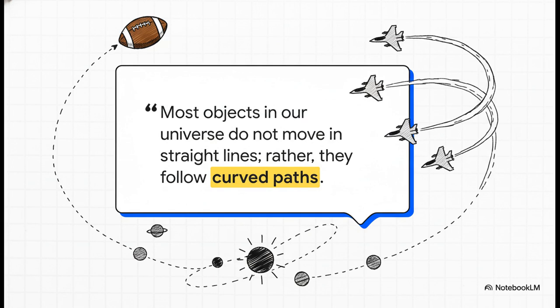I mean, think about a football spiraling through the air, a jet doing a loop-the-loop, or even our own planet making its yearly trip around the sun. Pretty much nothing truly important moves in a perfectly straight line. The universe is full of curves, and this chapter gives us the tools to finally understand them.